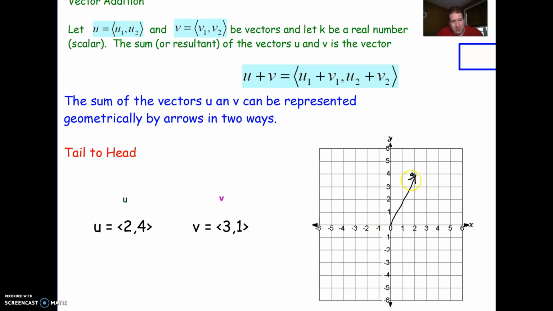This is called the heads to tails method, or tail to head method, because I'm going to start this one not at the origin, but at the end of the first vector. So 1, 2, 3, 1, and that would look like this. Now, the sum of those 2 vectors is going to be this. From that beginning to that end, which would be right 5 up 5. So the resulting vector is 5, 5. Now, I could have just said 2 plus 3 is 5 and 4 plus 1 is 5. It gets you the exact same thing.